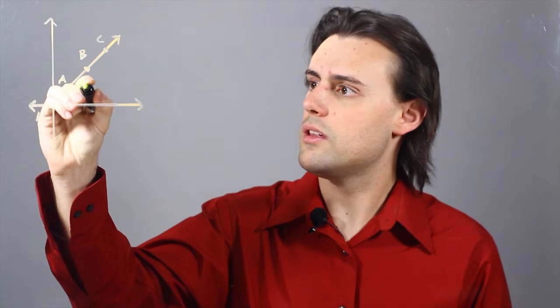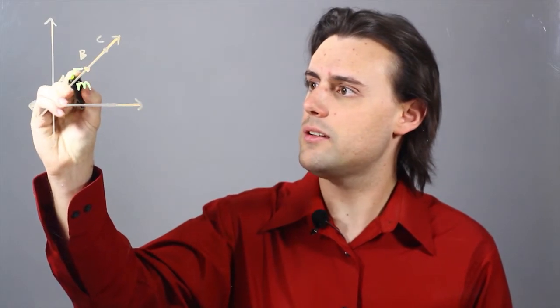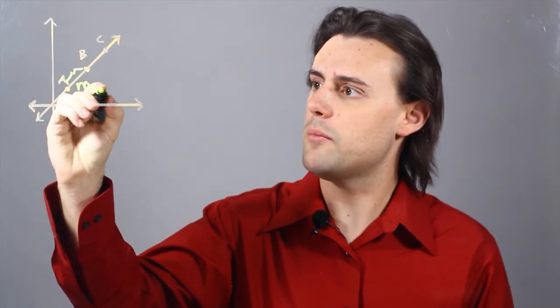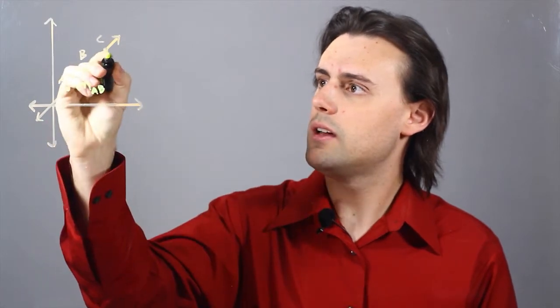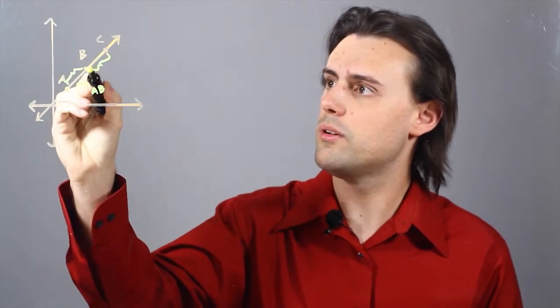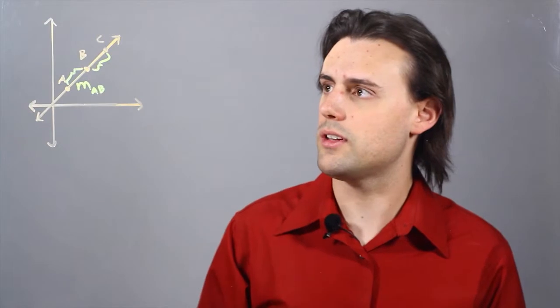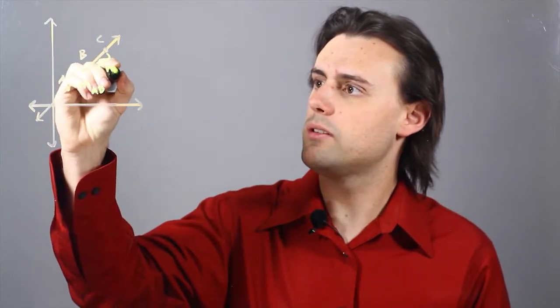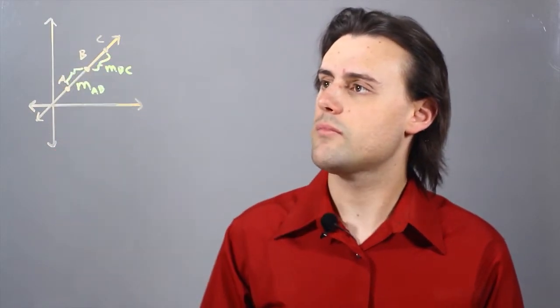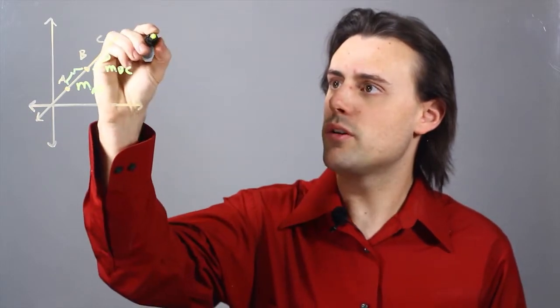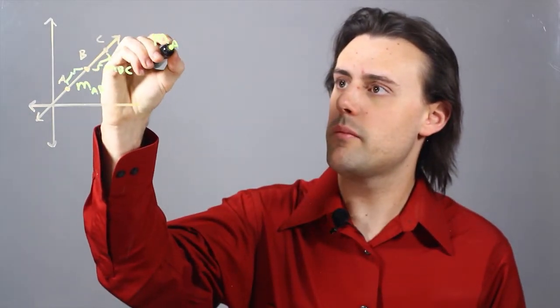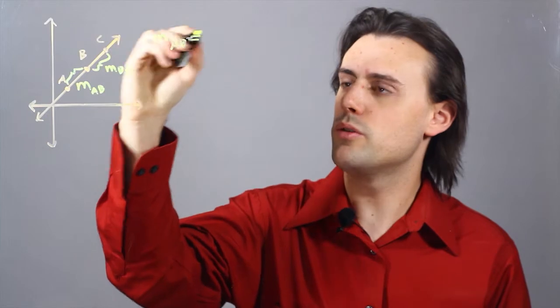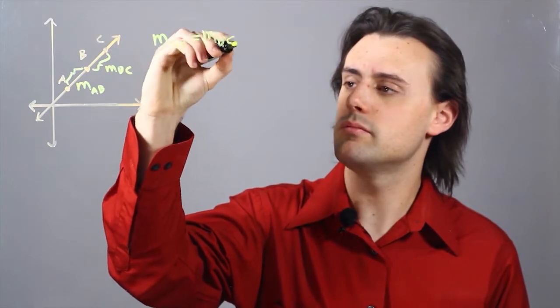So this slope for this segment would be m sub AB, and I'll call the slope between these 2 consecutive points m sub BC. So the idea is we want to test whether m sub AB is equal to m sub BC.